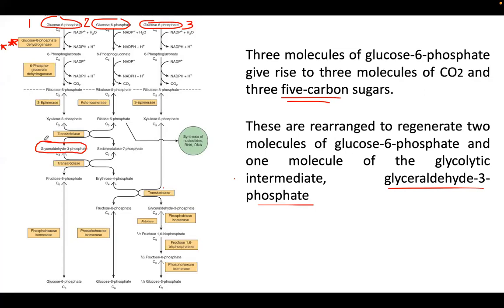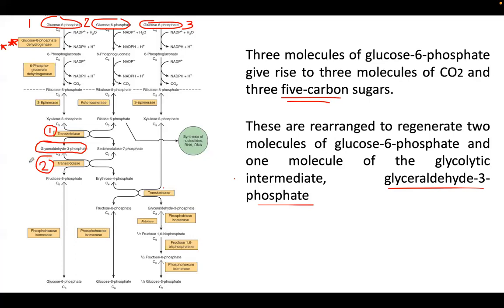Now, what are the 2 enzymes again, aside from glucose-6-phosphate dehydrogenase or G6PD, which are mainly involved in the pentose phosphate pathway? Number 1, we have transketolase. So here I'm labeling it right now. And we have transaldolase. Now, question. Between these 2 enzymes, transketolase and transaldolase, which is thiamine containing? Which contains thiamine?